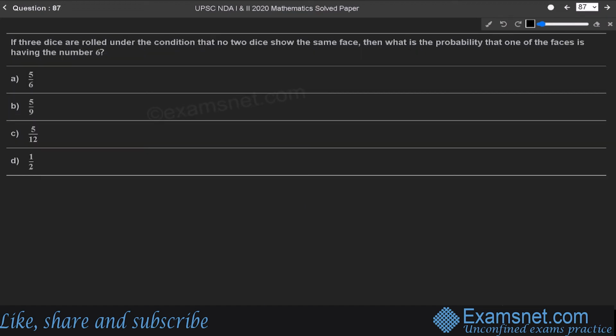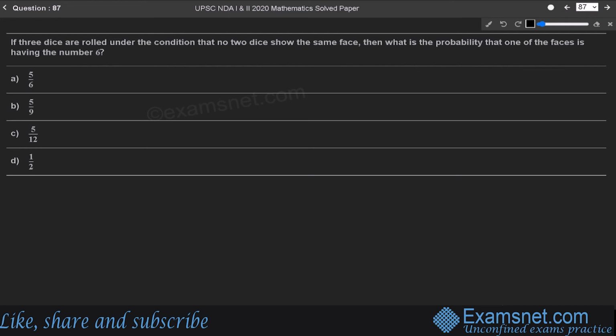Next question is, if 3 dice are rolled under the condition that no 2 dice show the same face, then what is the probability that one of the faces is having the number 6? It is a very interesting question and it comes from probability, and this type of question frequently comes in the exam. So we have to find the probability that one of the faces is having the number 6.